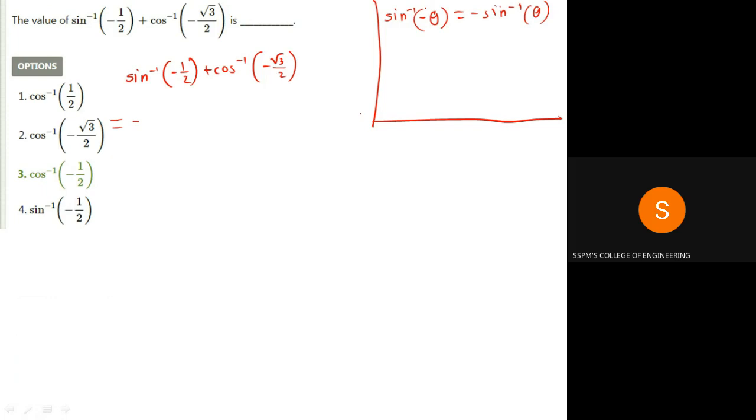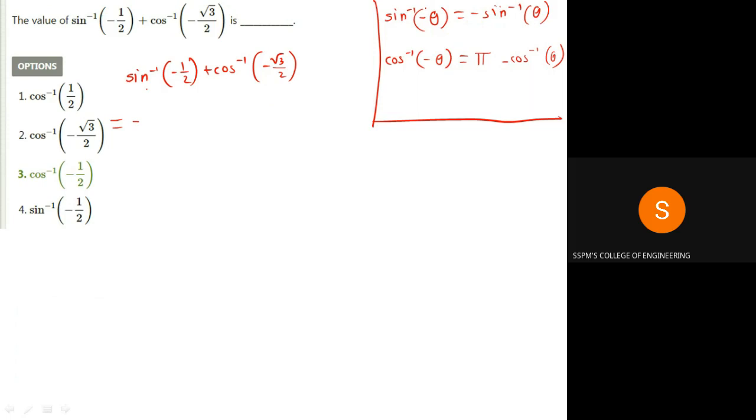And also we have seen what cos inverse of minus theta is. What is the value of cos inverse of minus theta? It is pi minus cos inverse of theta. For sine inverse of minus theta, it is simply minus sine inverse of theta, and for cos inverse of minus theta, it is pi minus cos inverse of theta. So we will use these two properties while solving it.